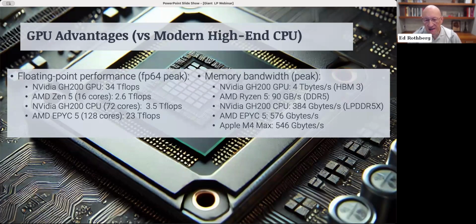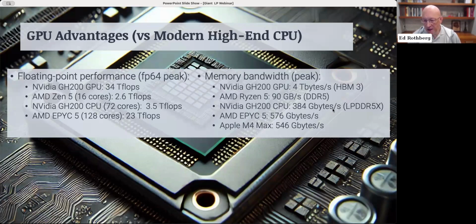But this is actually not the absolute fastest CPU you can get right now. That appears to be the AMD EPYC 5. You can get it with up to 190, 192 cores. Just looking at the 128-core version, this produces about 23 teraflops of performance. So about 2/3 the performance peak of the GPU.